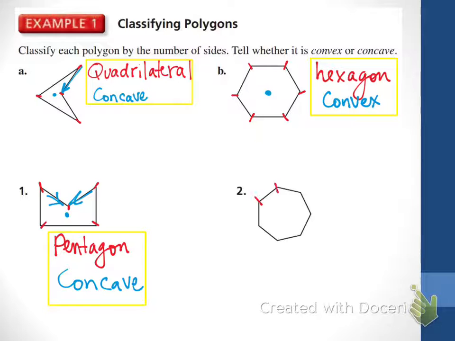All right, number 2, 1, 2, 3, 4, 5, 6, 7. Heptagon, and then do any of the sides go inward? No, so convex. Good. Now we get to perimeter.